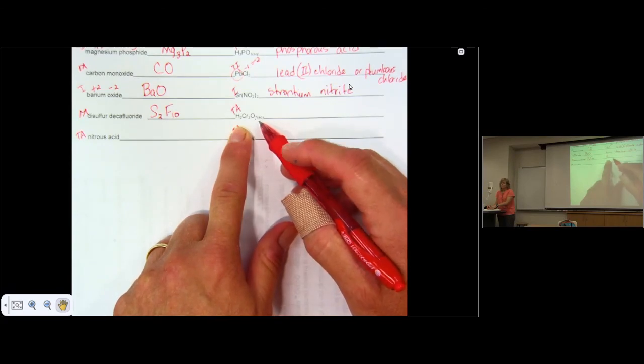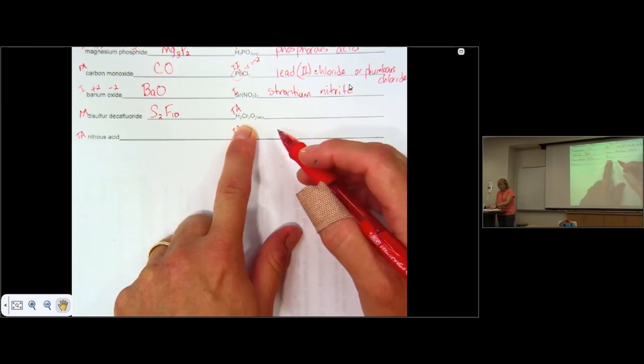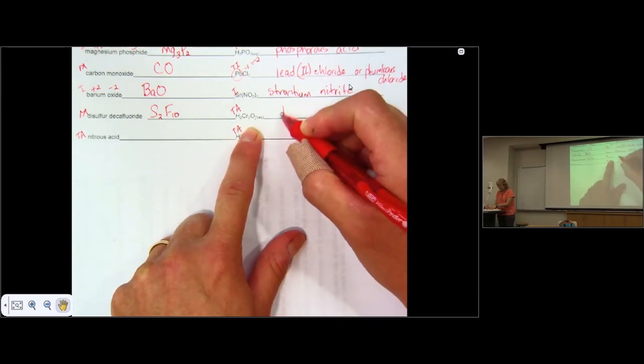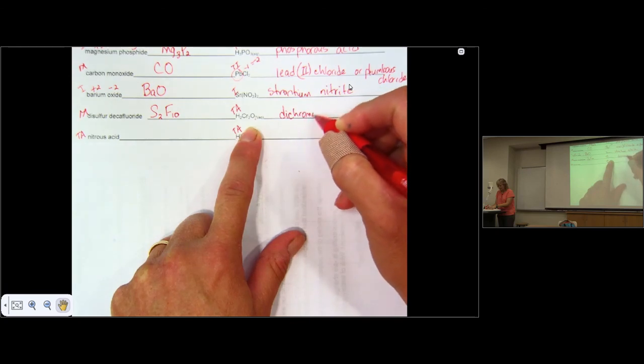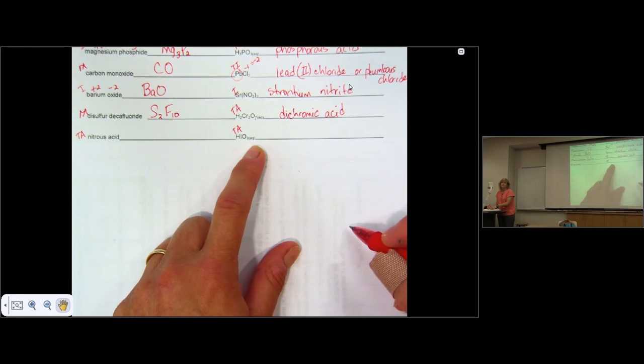Tertiary acid. Who is the polyatomic ion? Dichromate. So how do I name it? Dichromic acid. Yes or no?